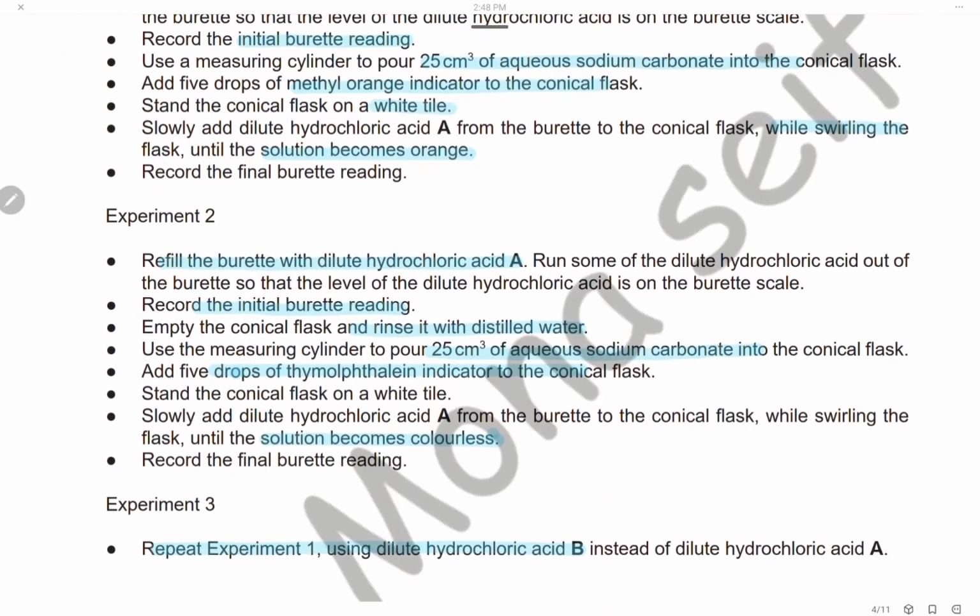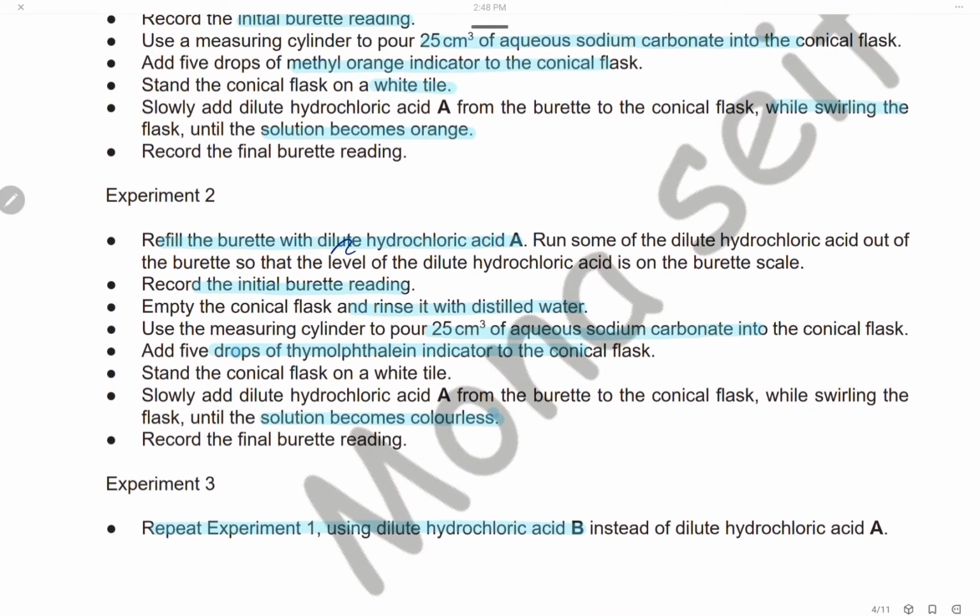The second experiment, experiment 2: the student fills the burette again with hydrochloric acid and runs some of the acid from the burette to record the initial reading of hydrochloric acid. Rinse the flask with distilled water and use again 25 centimeter cube of aqueous sodium carbonate. And here the student changed the indicator. He uses thymolphthalein indicator instead of methyl orange. Stand the flask on a white tile and add hydrochloric acid A from the burette until the solution changes to colorless, and again record the final reading of the burette.